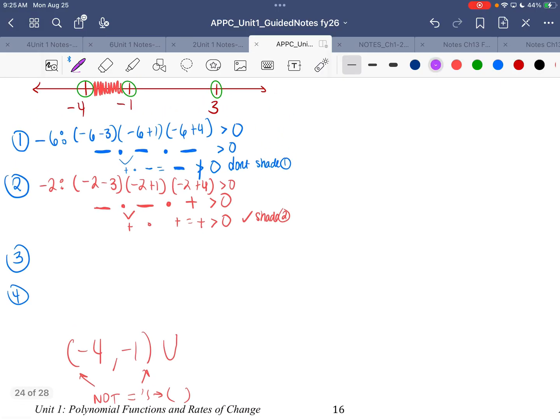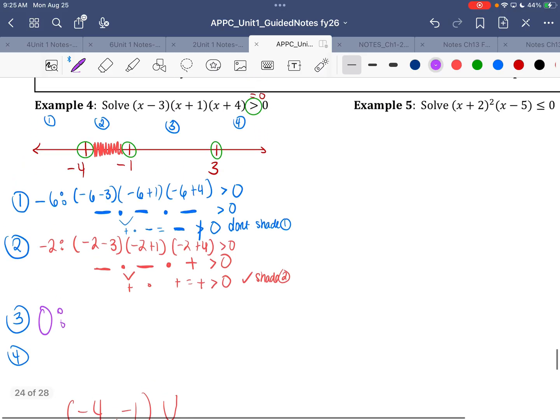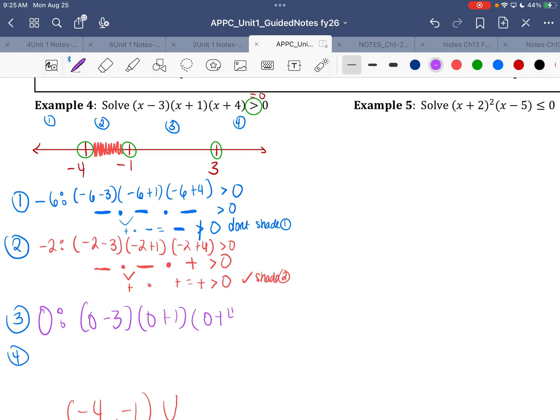What is a glorious number between negative 1 and 3 that we would maybe want to use? 0 would be the number I would choose, because then I just have to look at the signs. So plugging in 0. This you could probably do in your head, but I'll just write it down so that you have it in your notes.